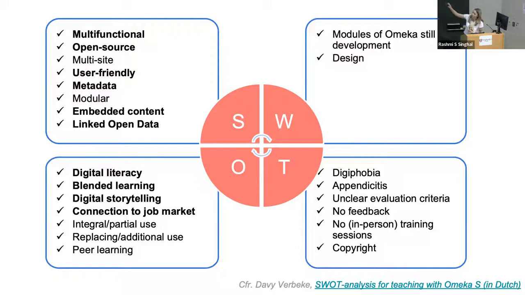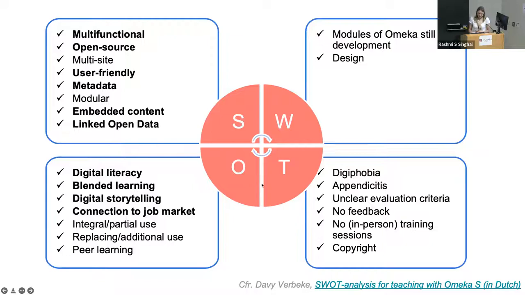I put in bold what I believe are the benefits of IIIF, while what's not in bold are the benefits mostly of sites such as Madoc or Omeka. So: multifunctional, open source, user friendly, you can add metadata, it's modular, you can add embedded content, and it's compliant with linked open data. Some of the weaknesses specifically for Omeka are that a lot of modules are still in development and design is not always easy to get right in Omeka, especially if you don't have any experience.